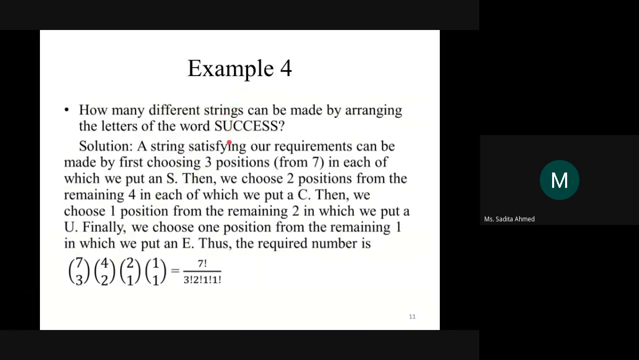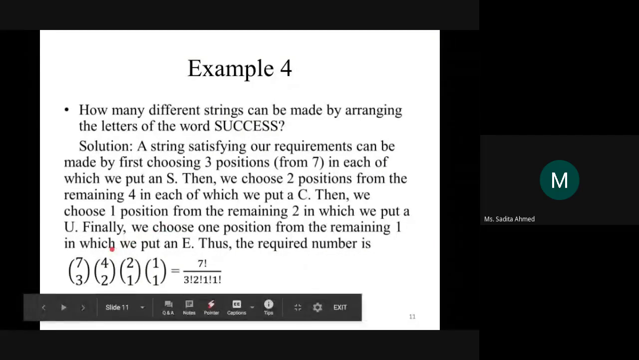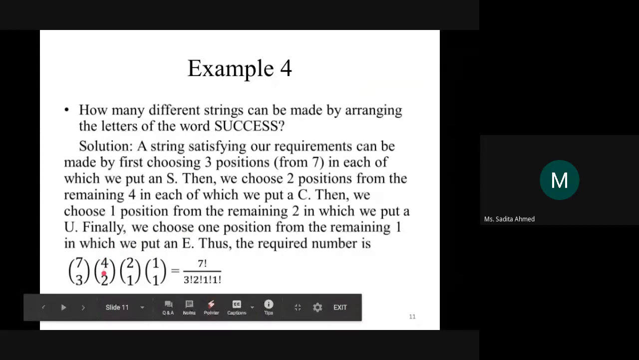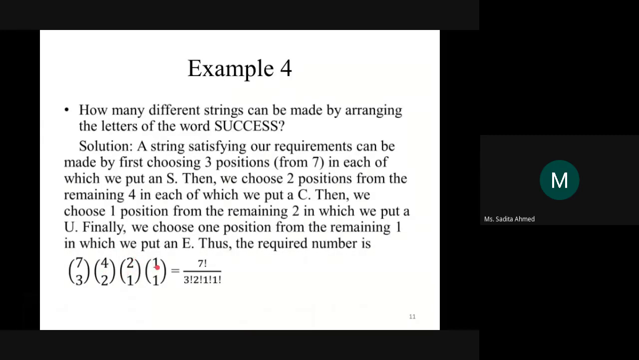For a different combination, let's say S is in positions 1, 2, 3, SSS, for that specific combination as well, there are 4C2 ways to choose two positions for C. So for every single choice that you make for S, for every single one of those choices, you have 4C2 ways of choosing two positions for C. And for each one of those choices of C, you have 2C1 ways to choose a position for U. And for each one of those choices, you have 1C1 ways of choosing a position for E.